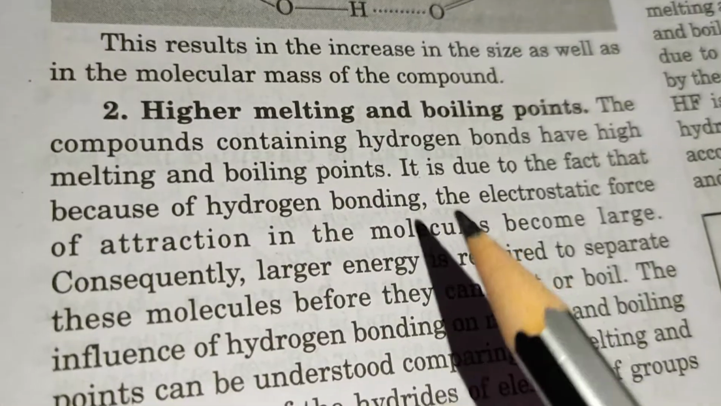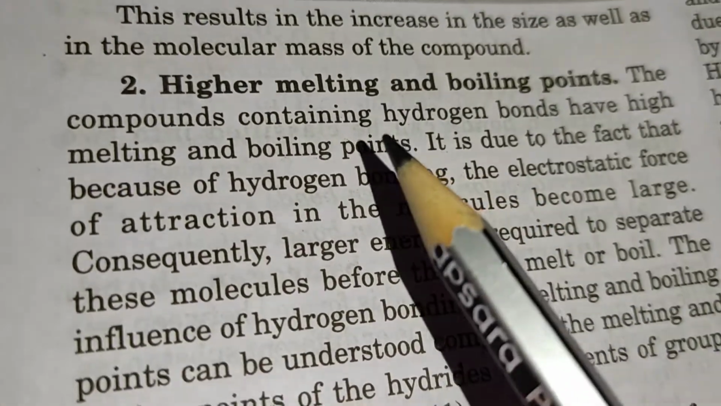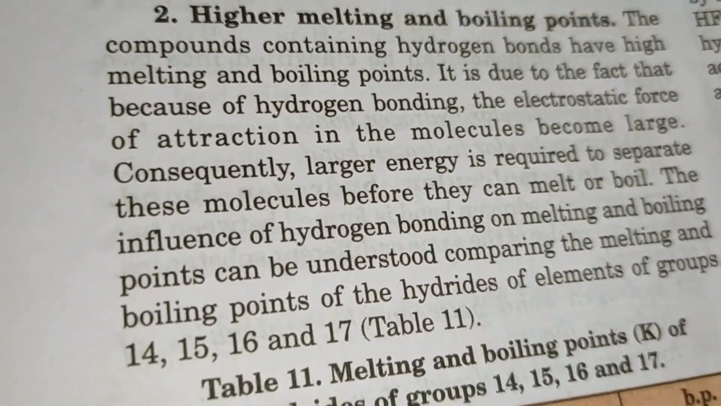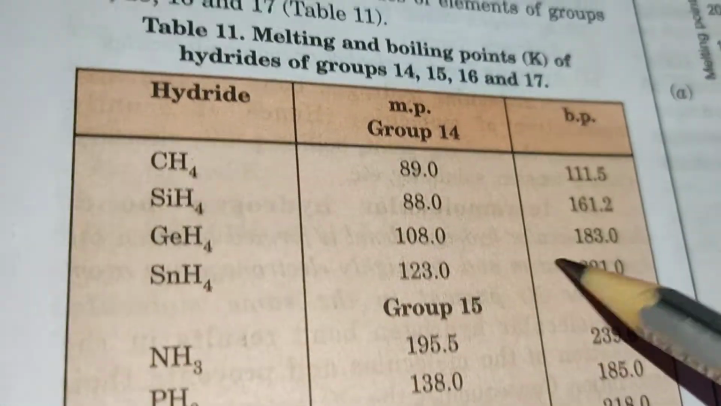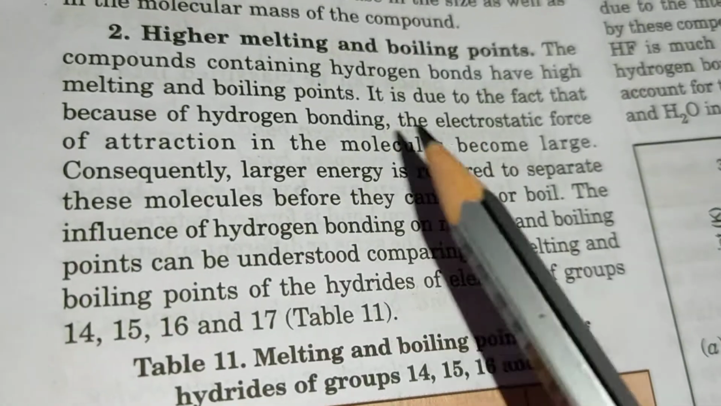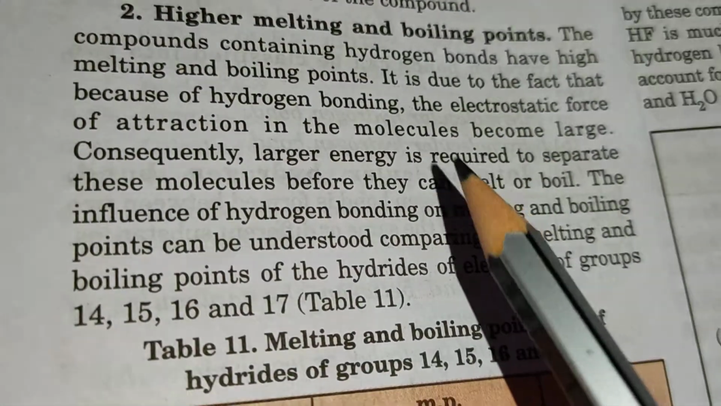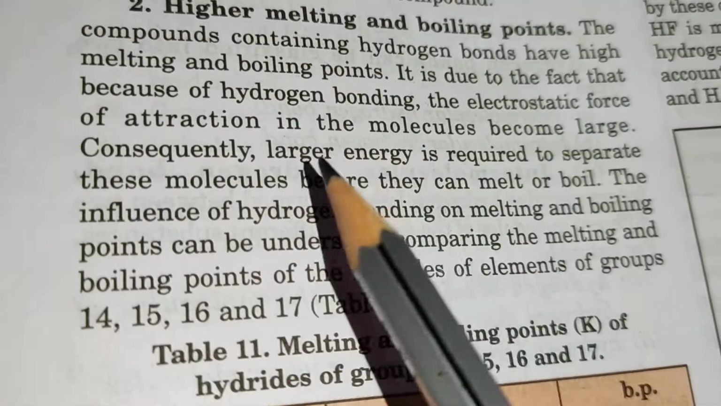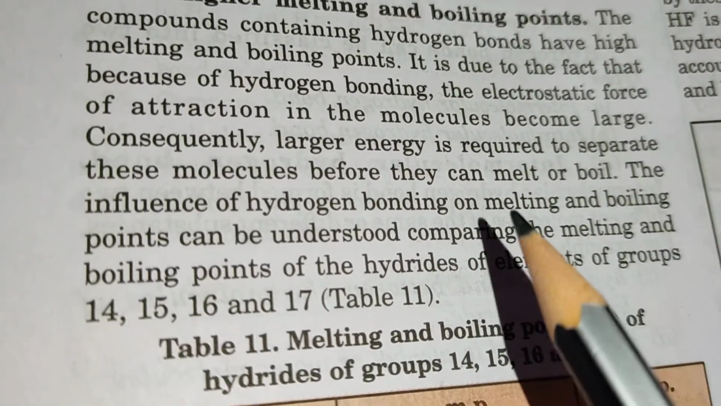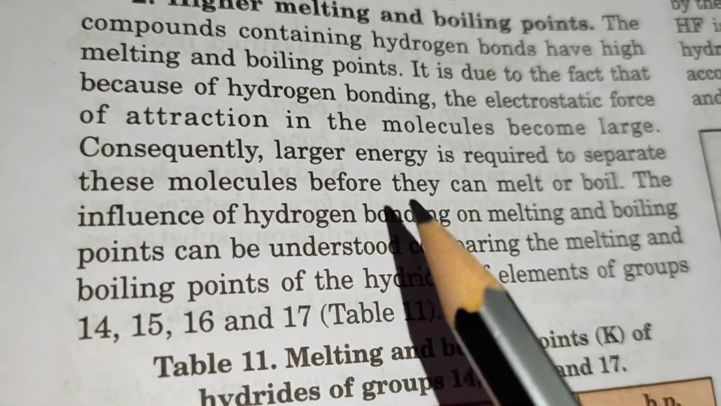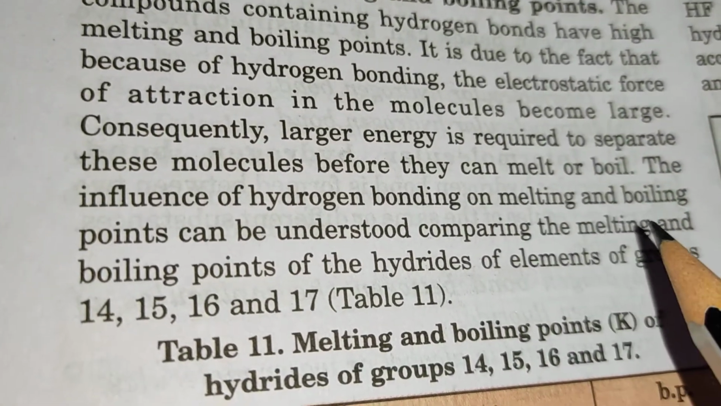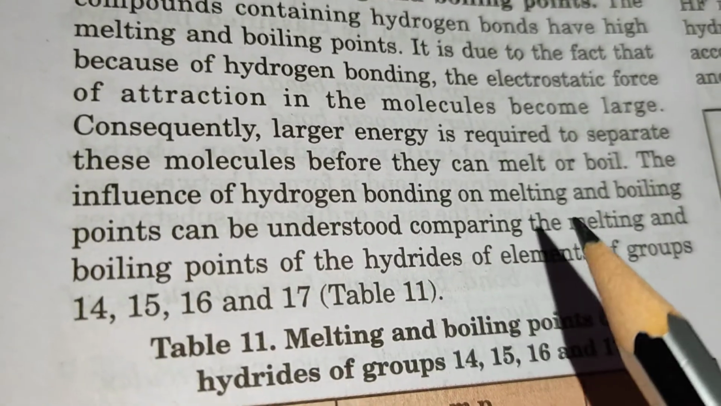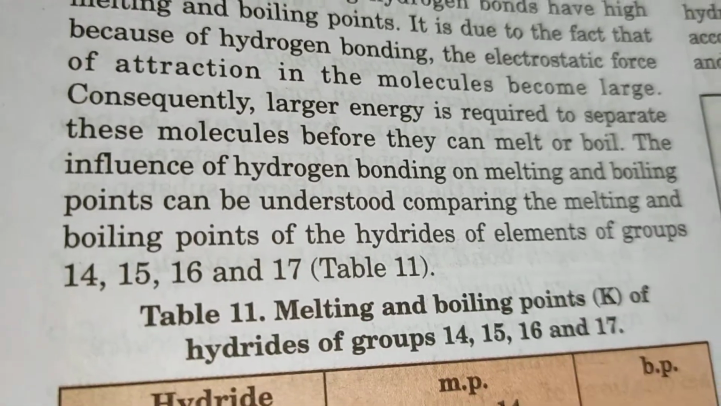As a result of this hydrogen bonding, the molecule has high melting and boiling points, right? So we can see here that because of this hydrogen bonding, what happens? The electrostatic force of attraction becomes large, due to which it becomes difficult to separate these molecules before they can melt or boil. So as a result of this hydrogen bonding, the melting and boiling point increases.